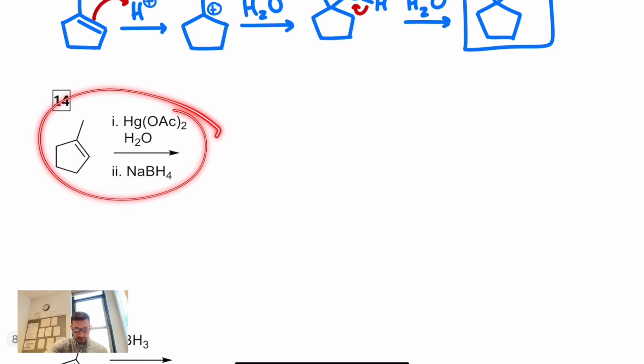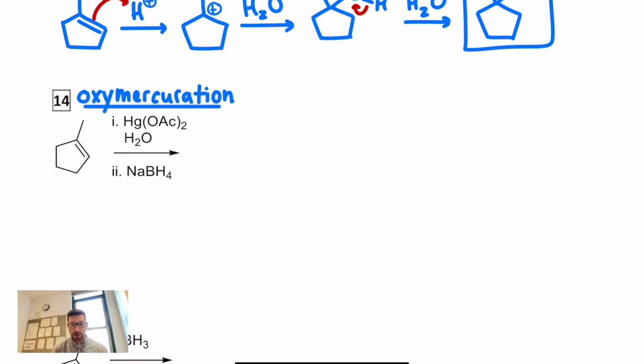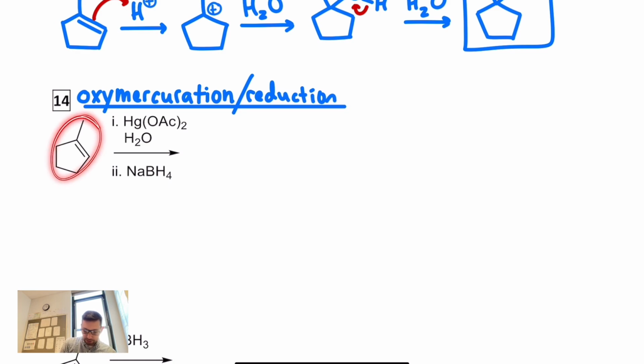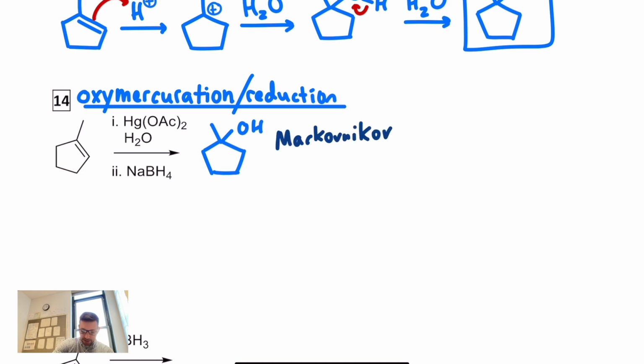This is called an oxymercuration/reduction, and it starts with the alkene and this mercury reagent followed by sodium borohydride. You actually get the same product in this case. You get an alcohol, in this case the tertiary alcohol, and the mechanism is similar in the beginning. We have an alkene, this time attacking not an H cation, but a mercury cation. And you form a new carbon-mercury species.